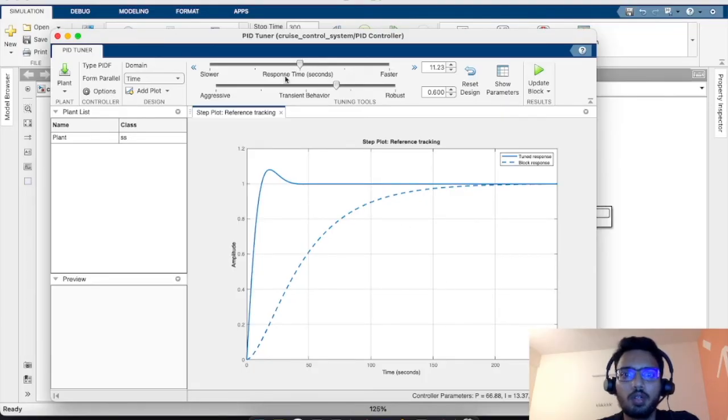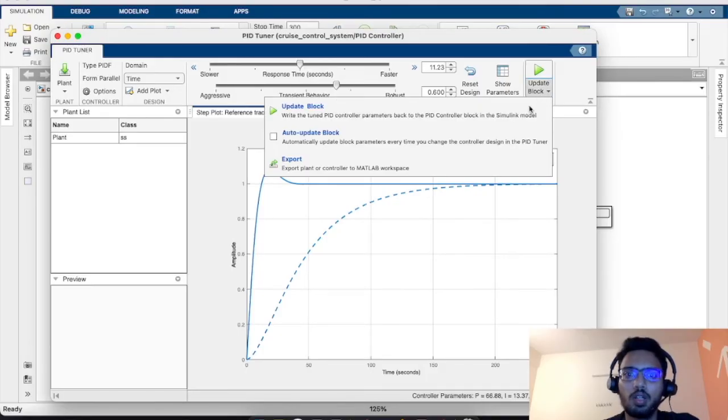Or if we want to tune, let's suppose we want faster response time or slower response time, and depending on what kind of transient behavior we want, we can move this slider, and then it will adjust the PID values accordingly. Once we are satisfied with the PID values, we can do this update block, so that it will write the tuned PID controller parameters back to the PID controller block.